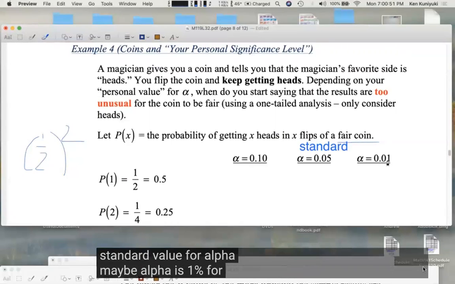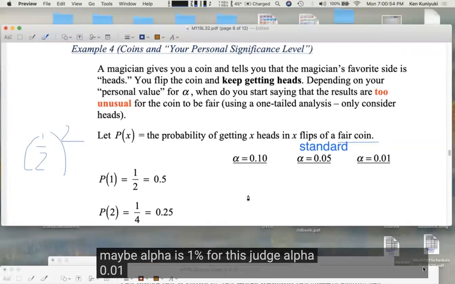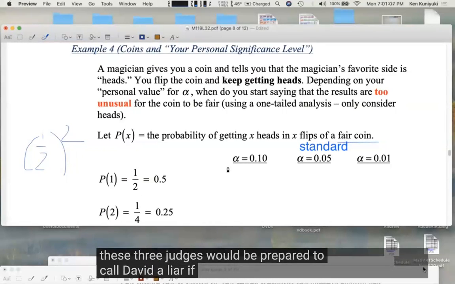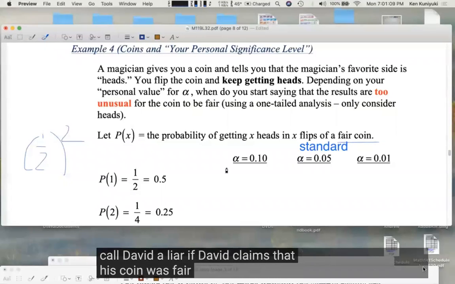Maybe alpha is 1% for this judge. Alpha is 0.01. But for this probability of 0.25, you can think of this as a p-value, like a one-tailed p-value where we're focusing on heads, all right? None of these 3 judges would be prepared to call David a liar if David claims that his coin was fair.